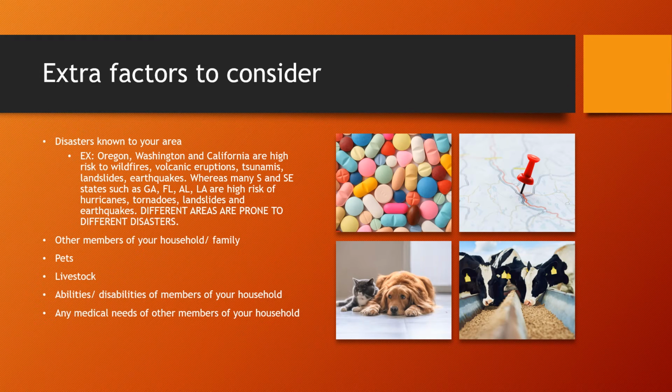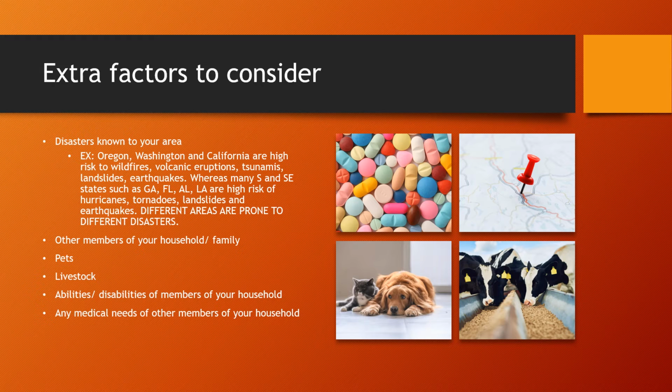Some extra factors to consider are if there's any other members of your household or family that will be involved as part of this disaster as well. Any pets to care for, any livestock or farm animals to care for, abilities or disabilities of the members of your household, any medical needs of other members of your household, as well as the disasters that are prone to your area.